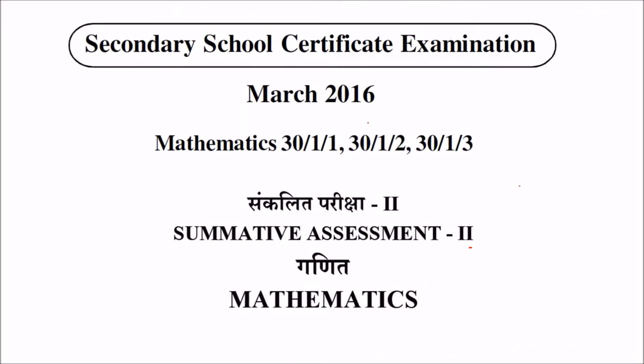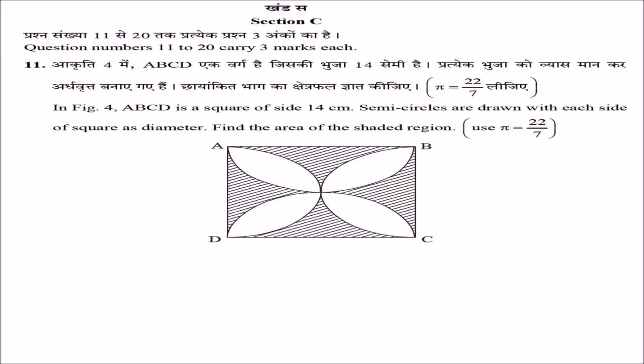We are looking at the SSCE March 2016 question paper, and this is mathematics. Section C, the first question is: in this figure ABCD is a square. This is a square of side 14. So this is size 14.